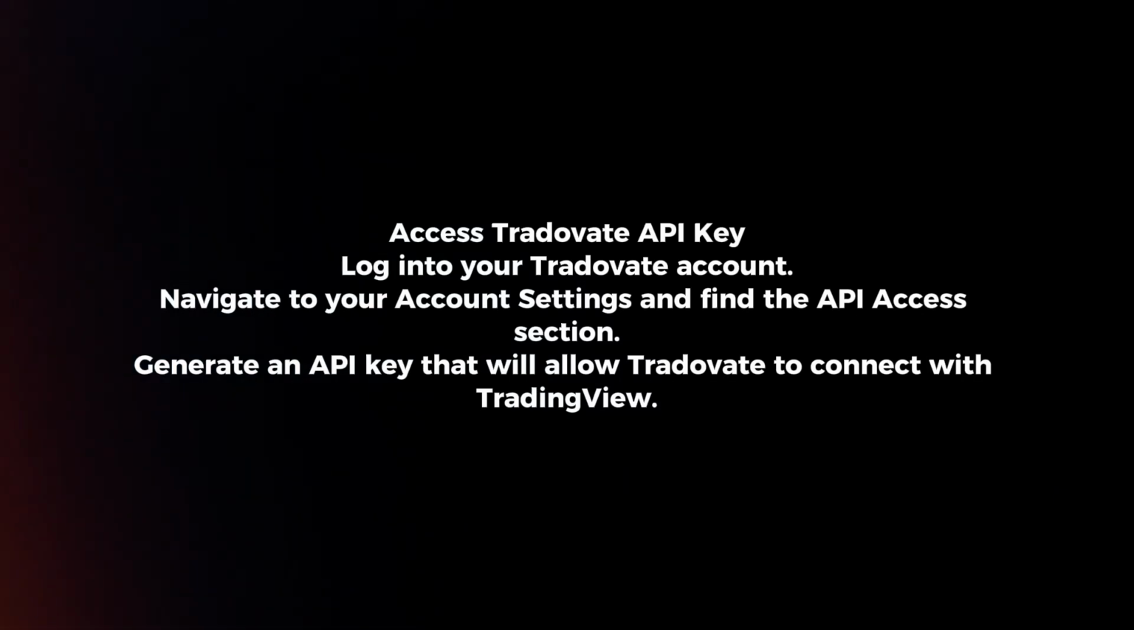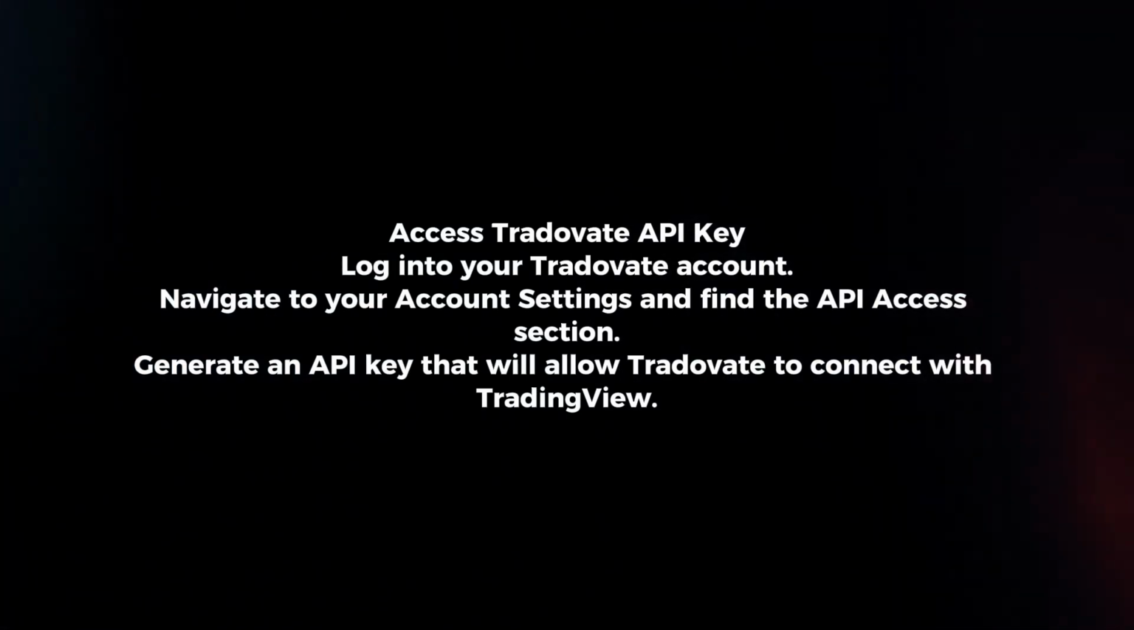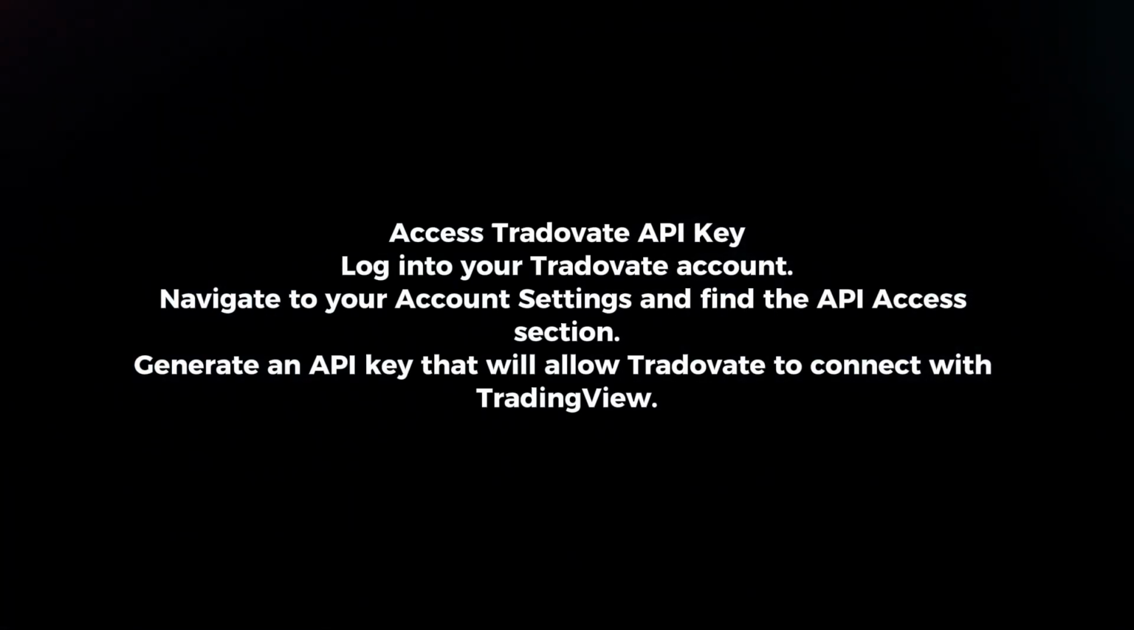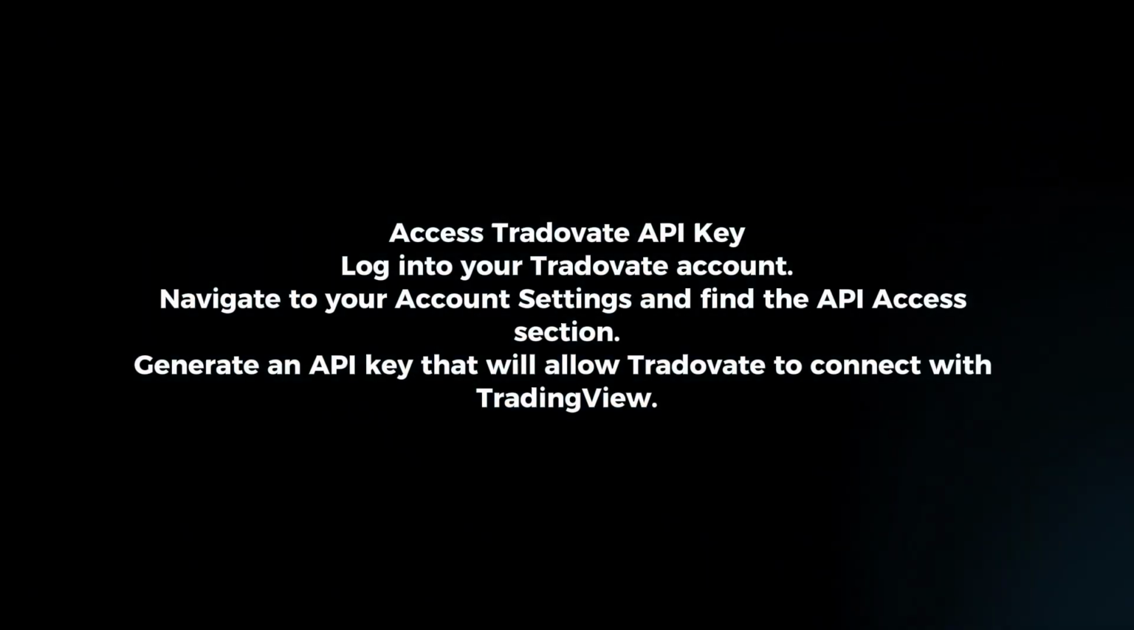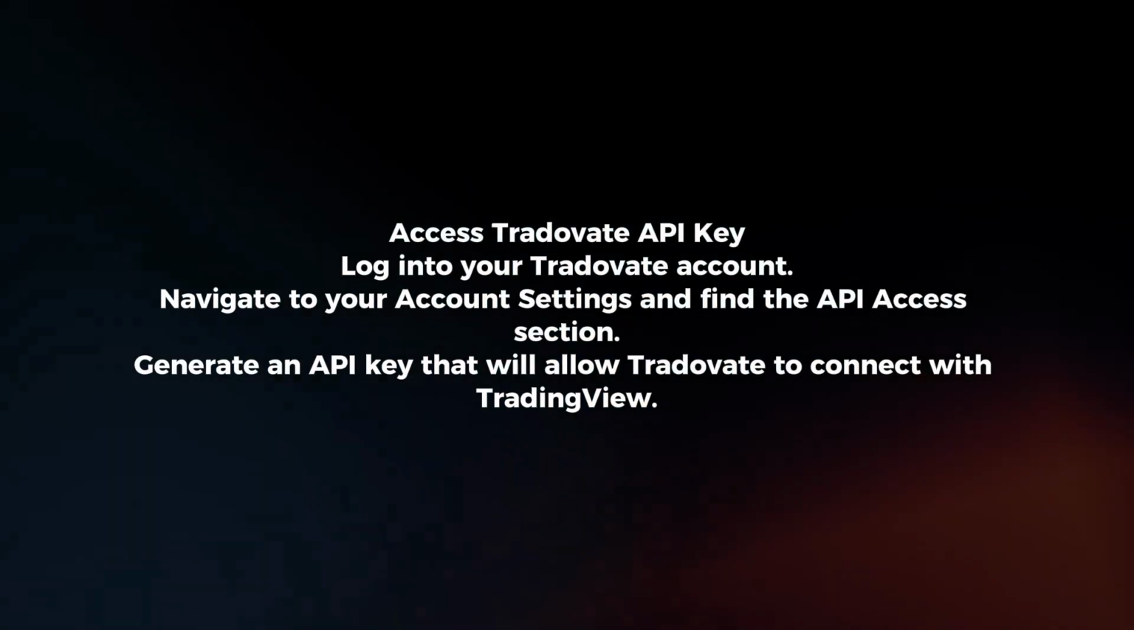Access Tradovate API key. Log into your Tradovate account. Navigate to your account settings and find the API access section. Generate an API key that will allow Tradovate to connect with TradingView.